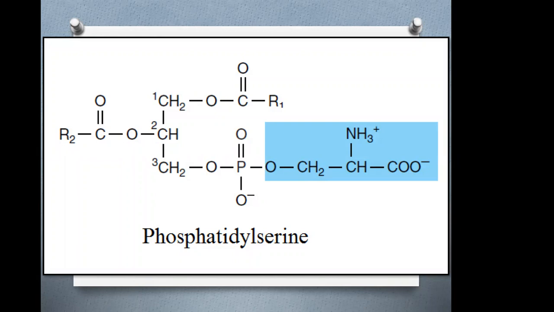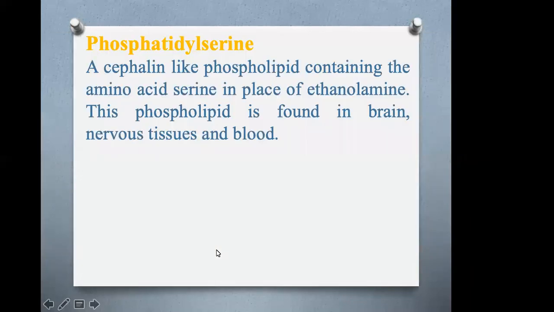Now, phosphatidylserine. This is another group. Depending upon this group, the molecule name totally changes into phosphatidylserine. Phosphatidylserine is a phospholipid containing the amino acid serine in place of ethanolamine. The phospholipid is found in brain, nervous tissue, and blood.